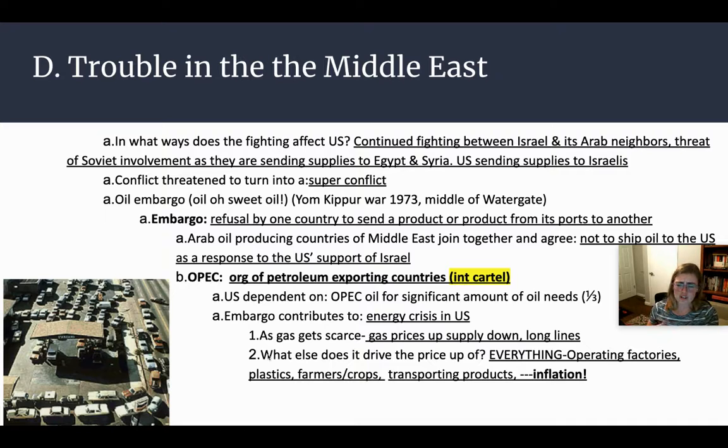So this is going to create something called inflation, which is essentially prices increasing, but our purchasing power or our buying power doesn't change. And I think that will come back on the next slide.